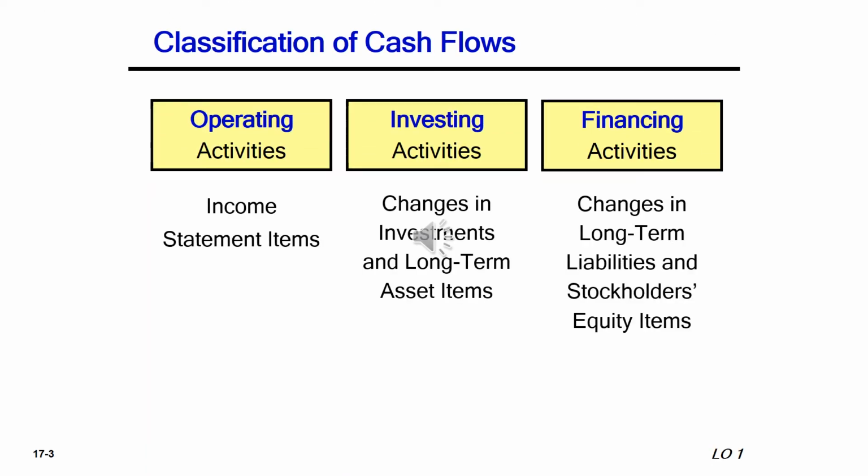Now, statements of cash flows are generally classified into three categories: the operating activities, the investing activities, and the financing activities. The operating activities are pretty much an income statement, and they reflect the income statement items. On the investing activities, we can see changes in the investments and long-term asset items. And on the financing activities, we can see changes in the long-term liabilities and stockholders' equity items that relate to the company.